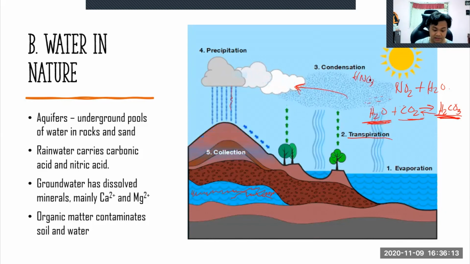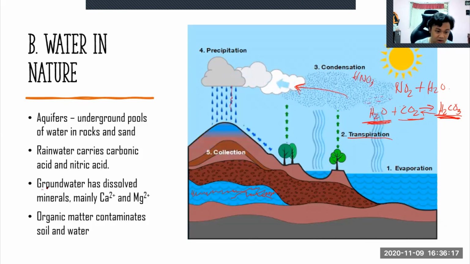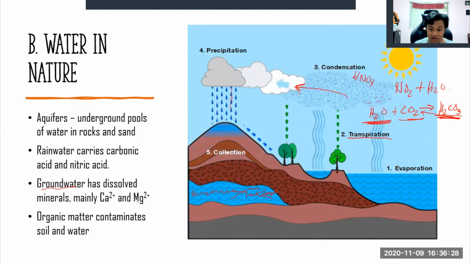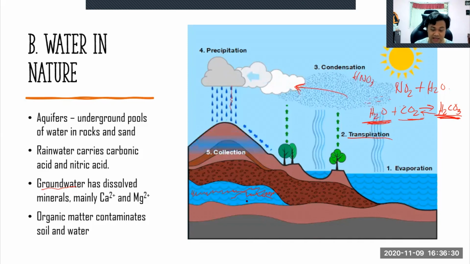And as also, we will talk about groundwater. As water moves along or beneath the surface of the earth, it is not stationary, it moves, all right. It dissolves minerals from rocks and soil. This is now called hard water. You can see this in your faucets actually.